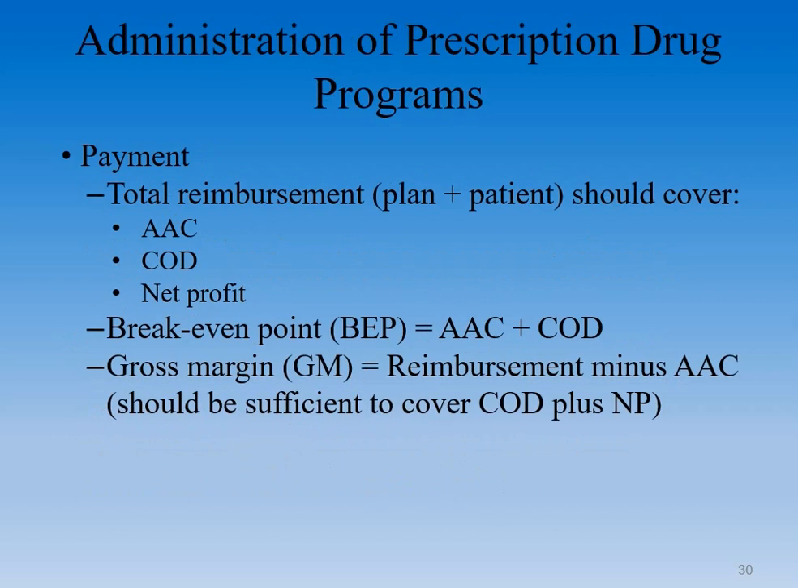Administration of prescription drug programs, there's the payment, total reimbursement. The plan and patient should cover the AAC, the COD, and the net profit. There's a break-even point, the BEP, which is equal to the AAC plus the COD, and the gross margin is equal to the reimbursement minus the AAC, which should be sufficient to cover COD plus NP. I know this is an alphabet soup. And again, we'll get into this in much more detail next year with your pharmacy management class.